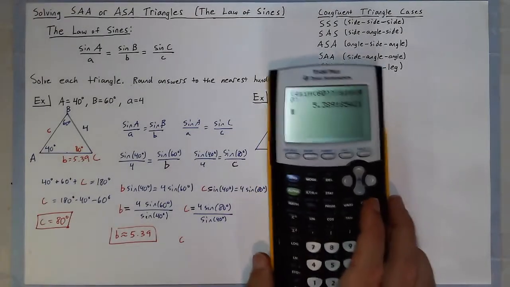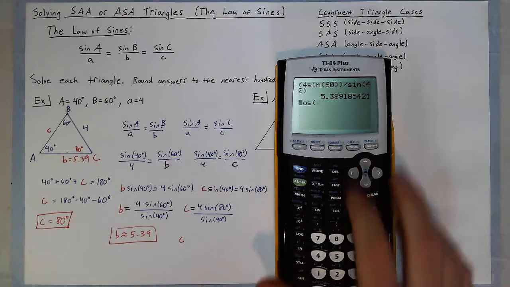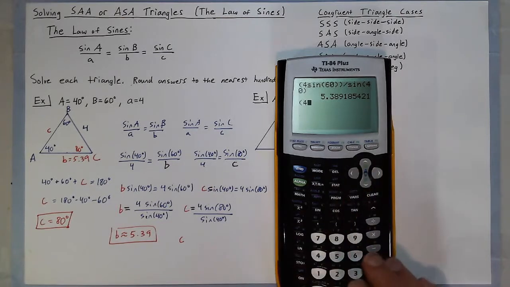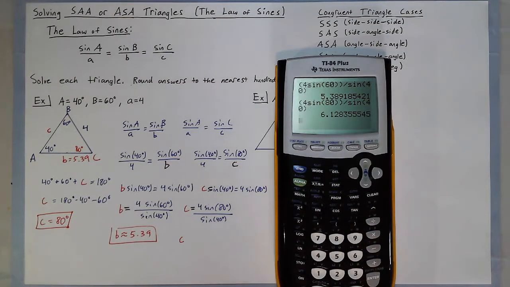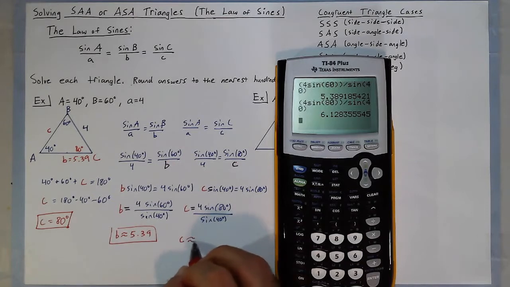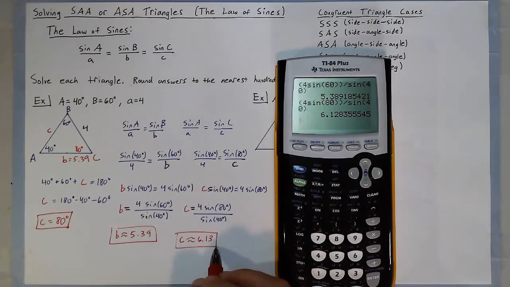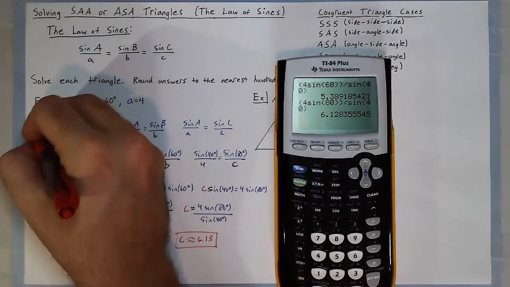So again, I'm going to put 4 sine of 80 this time. And I should still be in degree mode. Divided by sine of 40 degrees. And that gives me 6.13 when I round to the nearest hundredth. And there we have solved the triangle.